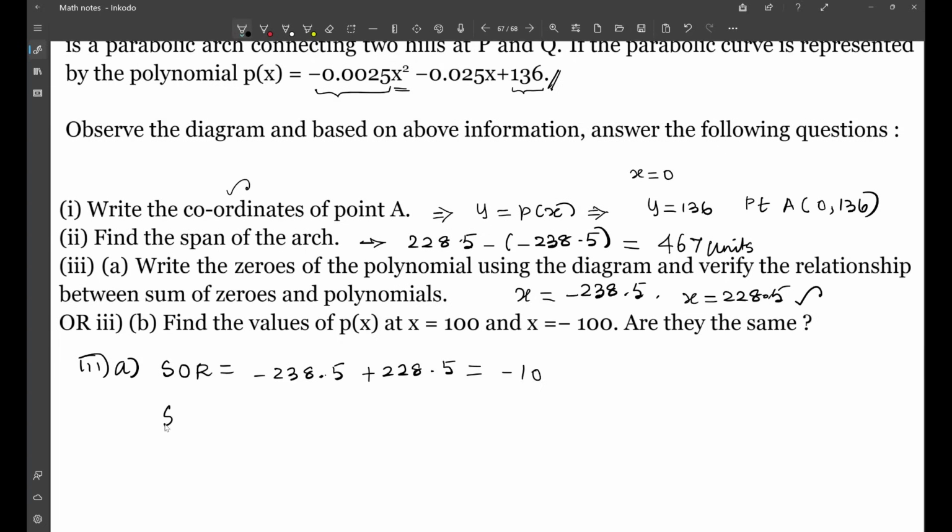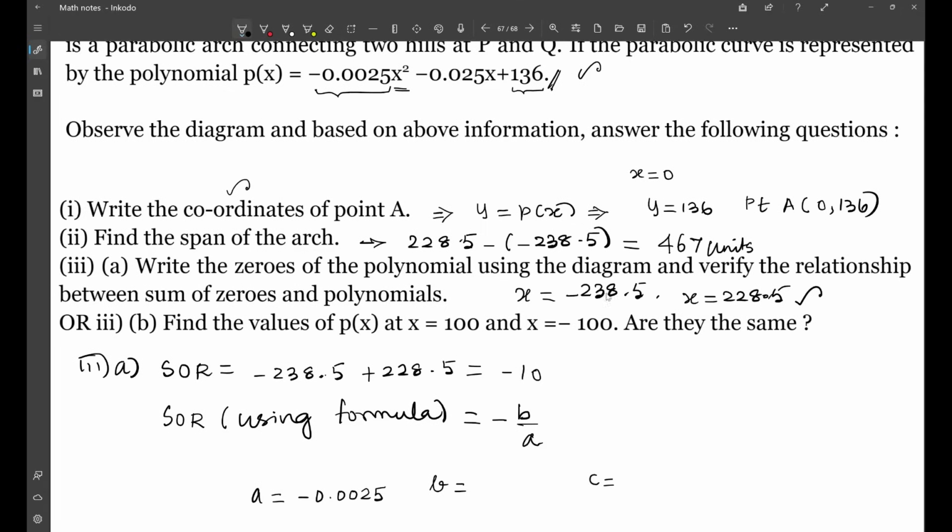Using the formula, the sum of zeros is minus b divided by a. We need to write the polynomial's a, b, and c. A is the coefficient of x square, which is minus 0.025. B is minus 0.025. And c is the constant here. B is the coefficient of x including the sign.